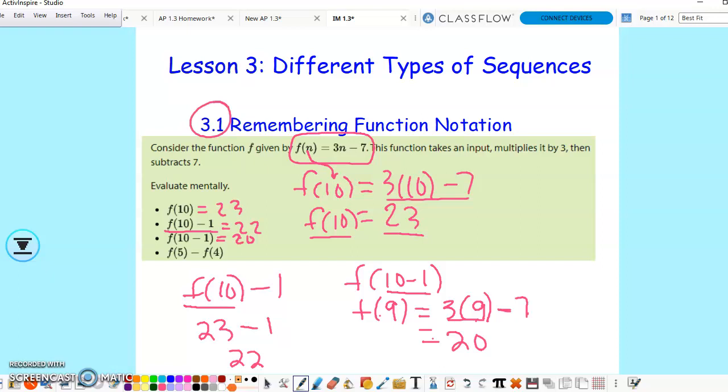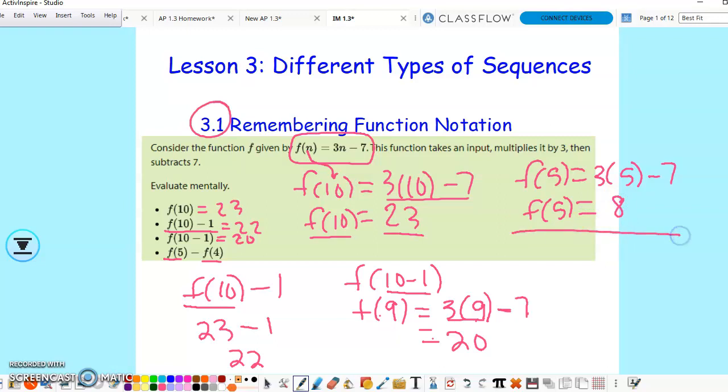Now, f of 5, we have to do this in stages. First, we're going to find f of 5, then we're going to find f of 4, then we just subtract them. So f of 5 is 3 times 5 minus 7, which is 15 minus 7. So f of 5 has an answer of 8.